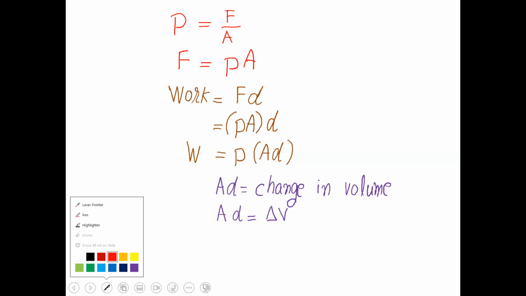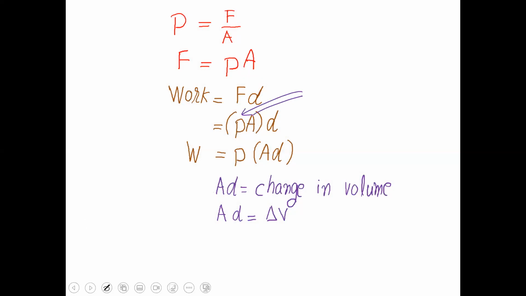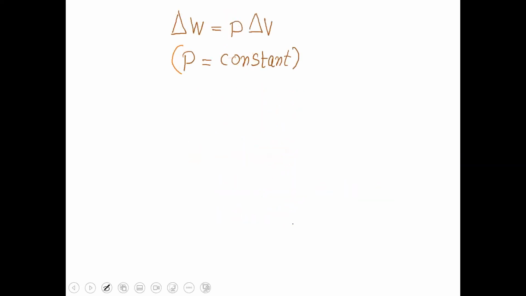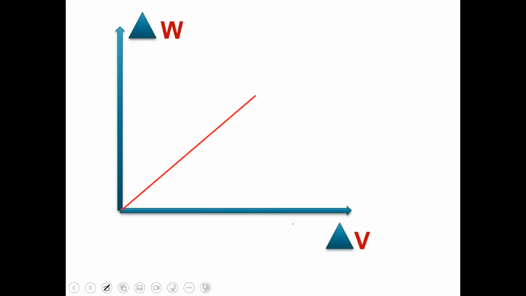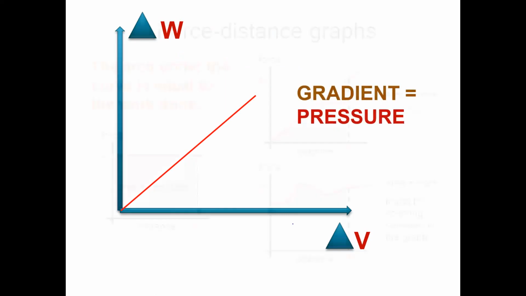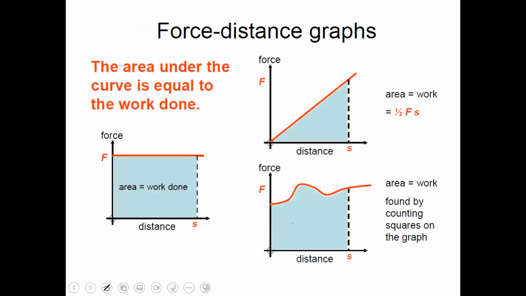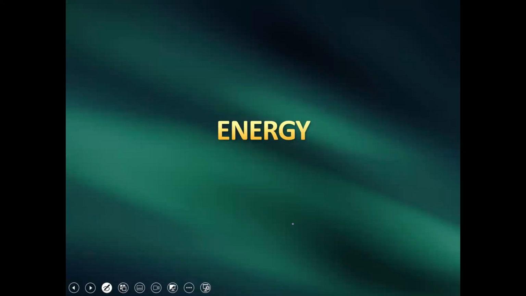You can see here that I got pressure into area into D. So I make A and D separate. In my O-level maths, I can recall that area into D is the change in volume, delta V. So when I put the change in volume, delta W becomes P delta V. Pressure becomes constant. Delta W is now proportional to delta V. And now it is a straight line graph and the gradient is pressure. The gradient is pressure. Now we come to energy.